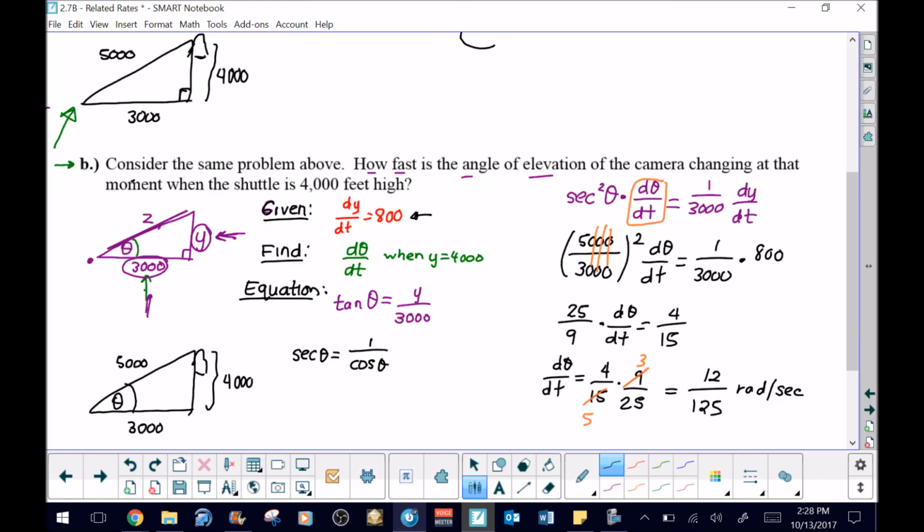So anyhow, there is your space shuttle problem with both finding the rate of change of the hypotenuse and finding the rate of change of the angle measure.